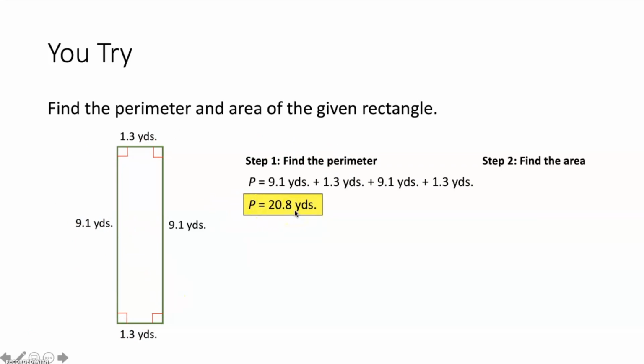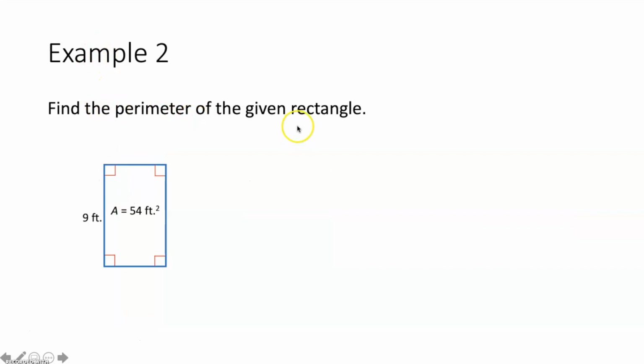Next, to find the area of this rectangle, we have to multiply base times height. Now in this figure, because it's a rectangle, you could say 9.1 yards is your base and 1.3 yards is your height, or you could say 1.3 yards is your base and 9.1 yards is your height. Either way, when you multiply those together, you end up getting that this rectangle has an area of 11.83 yards squared, or square yards.